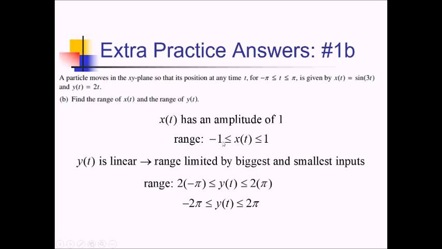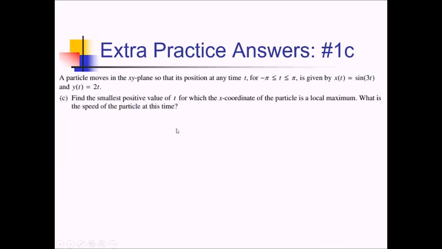This is negative 1 less than or equal to x less than or equal to 1, and same thing down here. For this part, we want the smallest positive value of t for which the x-coordinate is at a local max, and they want the speed of the particle at that time. Well, I need to figure out then at what time x prime is changing from positive to negative.